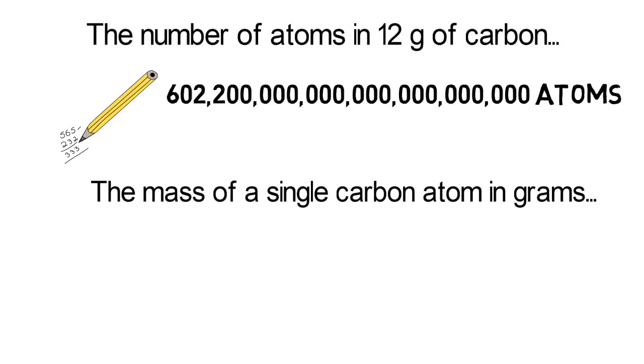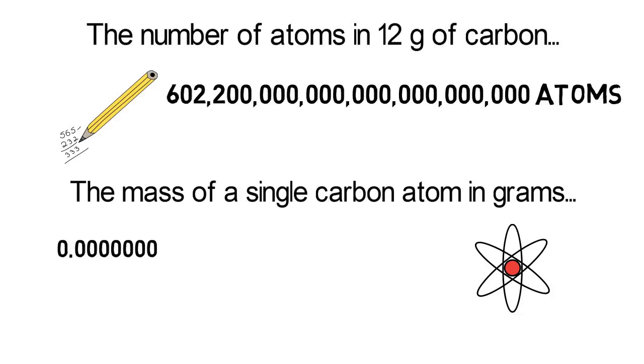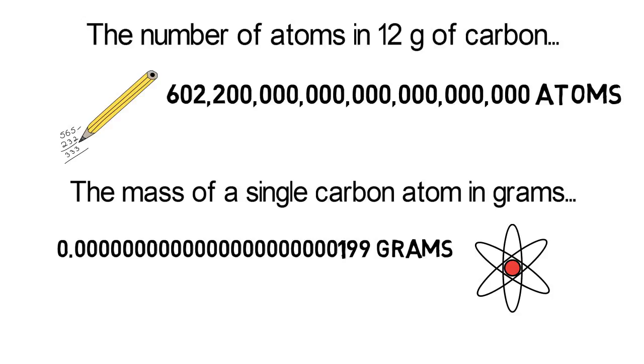What if we wanted to measure the mass of a single carbon atom in grams? Well, that's going to be 0.000000000000000, and I think I've lost track of zeros, 199. It's a really small number. These numbers are completely unreasonable to deal with when you're trying to do calculations. There's no way you can keep track of all of these zeros and not make a mistake.